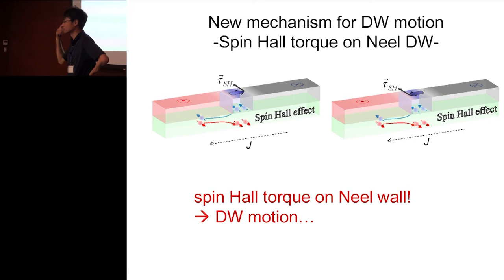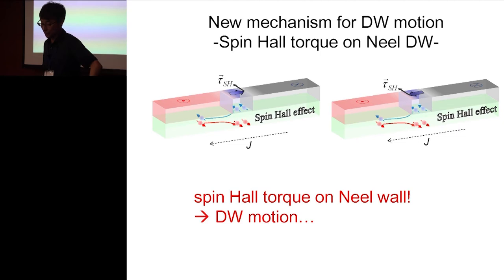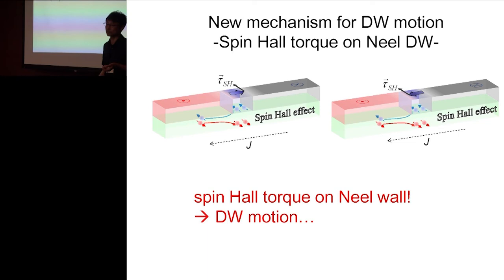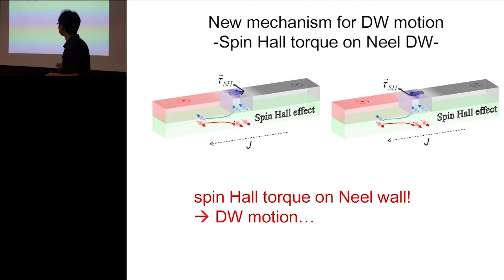I believe you know the spin Hall effect. Spin Hall effect is a creation of spin current from electric current which flows in a non-magnetic material due to the spin-orbit coupling. Now you have a spin current in the perpendicular direction like this. Then, what happens if we put our magnetic material on top of this non-magnetic material? Then we can inject the spin current to the magnetic moment inside the domain wall. And if there is some relative angle between the magnetic moment in a domain wall and the direction of injected spin, we should have some torque which creates domain wall motion.